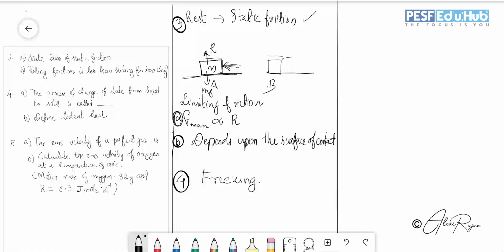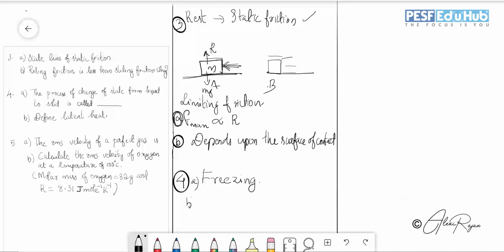And liquid to gas, it is what? Vaporization. Liquid to gas is vaporization. Solid to liquid is melting. And solid to gas directly is sublimation. So these are the various terms. But in this question, it is the process of change of state from liquid to solid, and it is nothing but freezing. Okay, so this is the first sub-question, right?